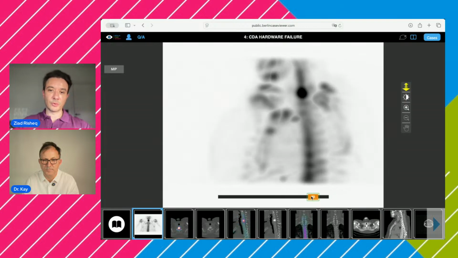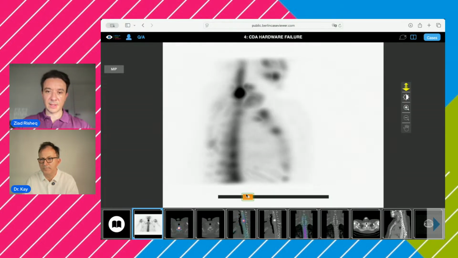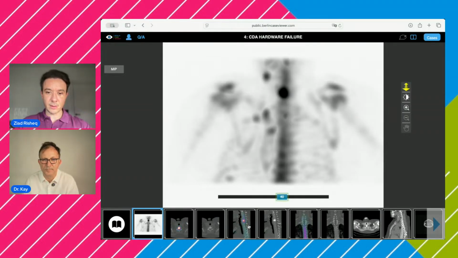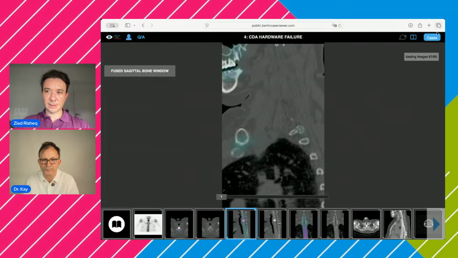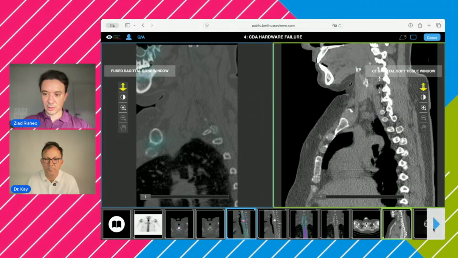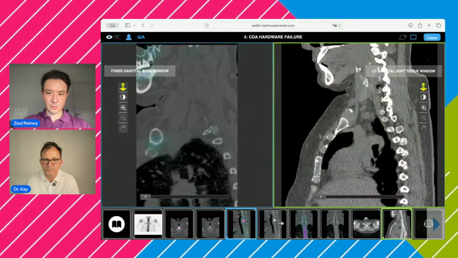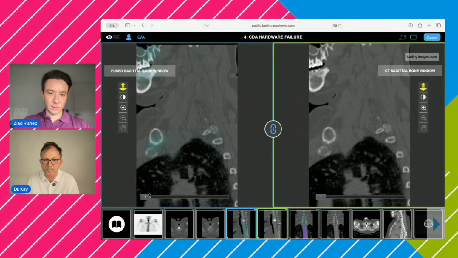Unfortunately, they did not do a blood pool phase. I always like to do a blood pool early phase SPECT CT. This is just the delayed, and you can see this hotspot over here. So let us take a look at this patient.